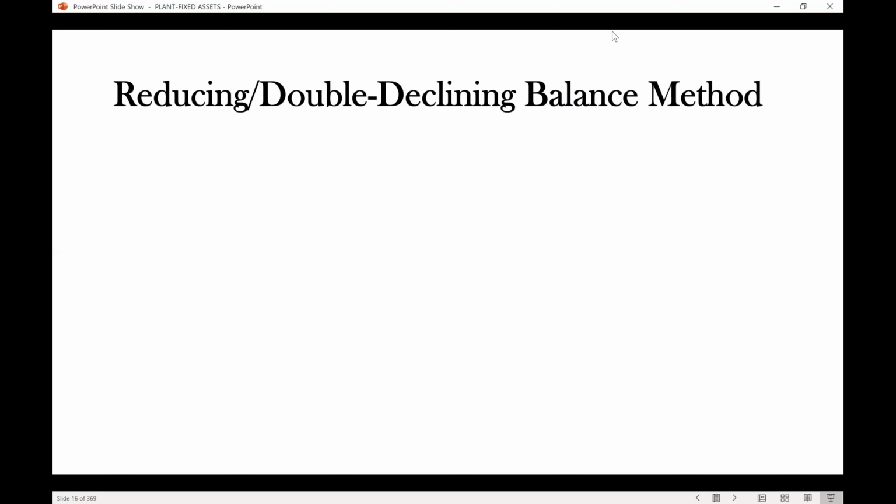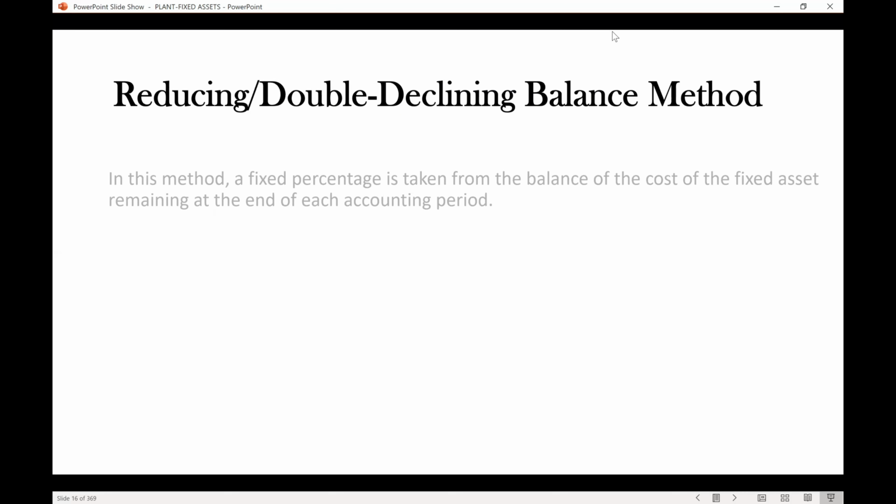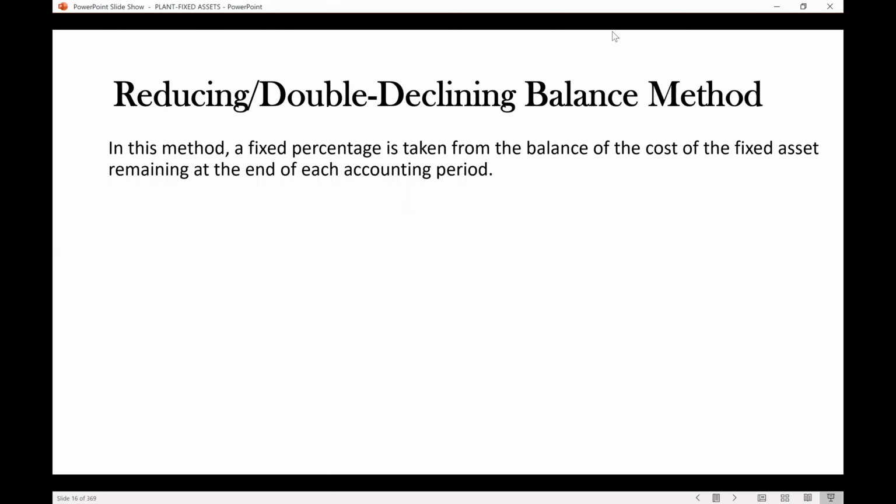Let's look at the last one, which is the reducing or the double declining balance method. So in this method, a fixed percentage is taken from the balance of the cost of the fixed assets remaining at the end of each accounting period.